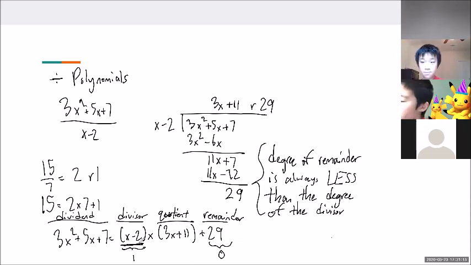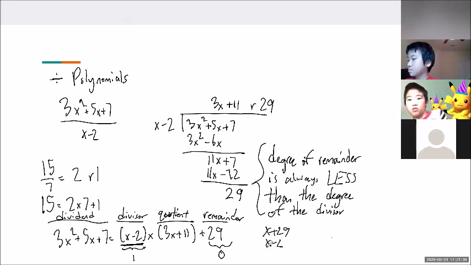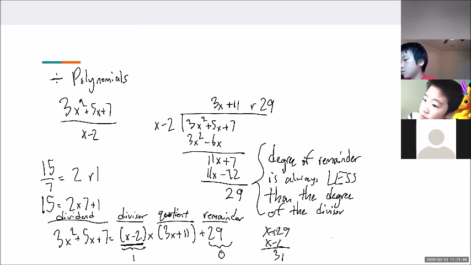This basically means that over here, you can't put any x minus 2's in 29. And this is kind of clear, right? Because there are no x's in 29, so you can't put it. However, if there was an x in 29, like let's say the remainder is equal to x plus 29, then you could put another divisor over here. So you can subtract by x minus 2 again, then you get 31. And this would be like a new remainder, if you know what I mean.